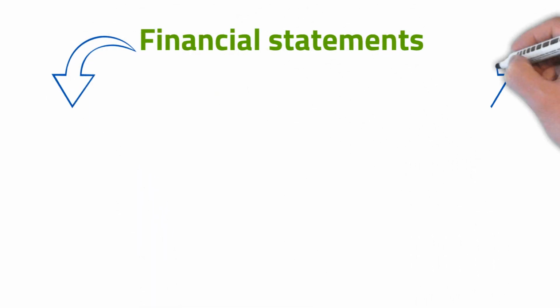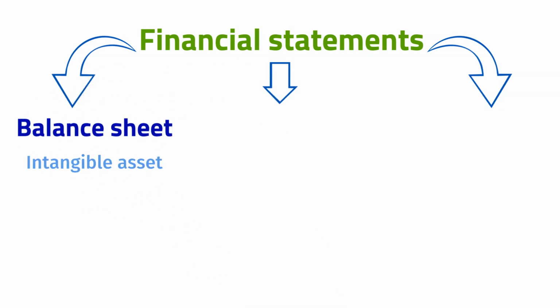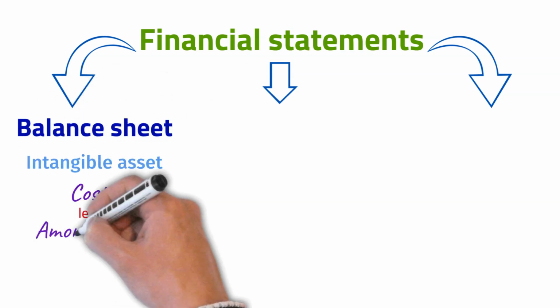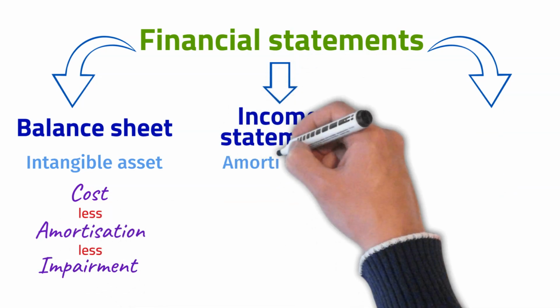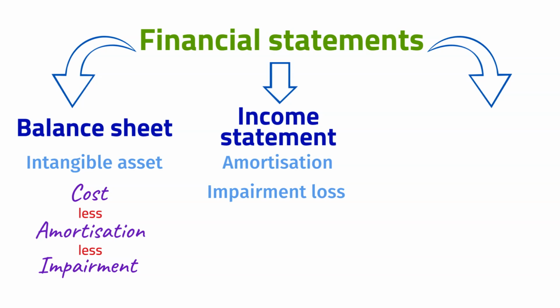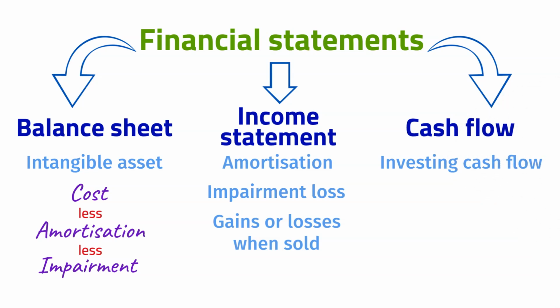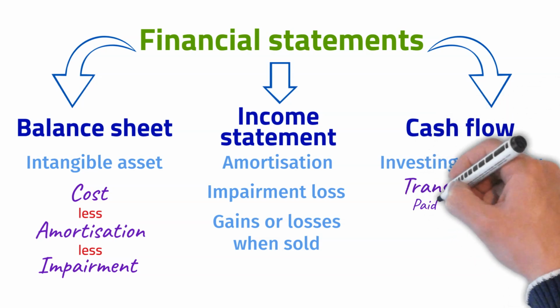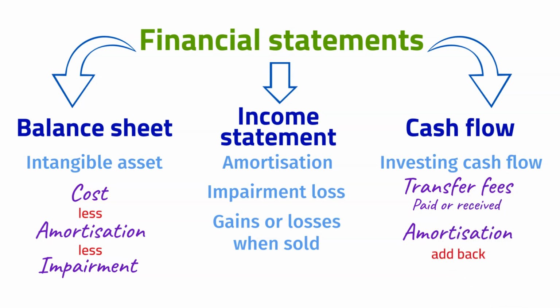So let's have a look at where in the end things show up in the 3 financial statements. Balance sheet: intangible asset at cost less accumulated amortization and impairment. Income statement: amortization expense each period, impairment losses if any, gain or loss on disposal when sold. Cash flow: transfer fees paid or received are investing cash flows. Amortization is non-cash and is added back in operating cash flow under the indirect method.